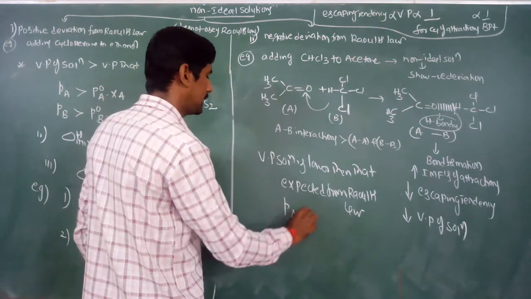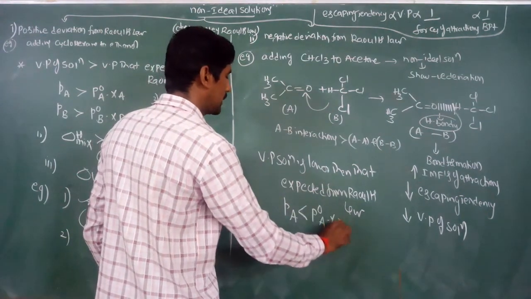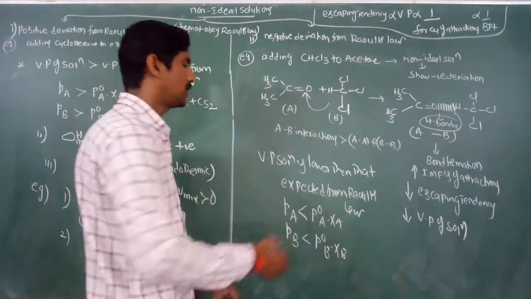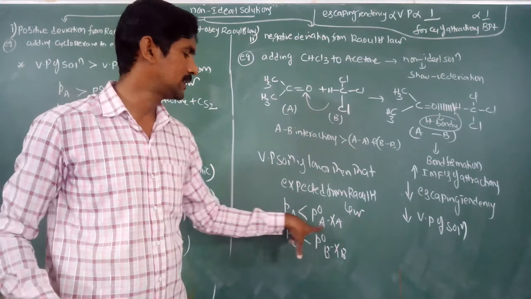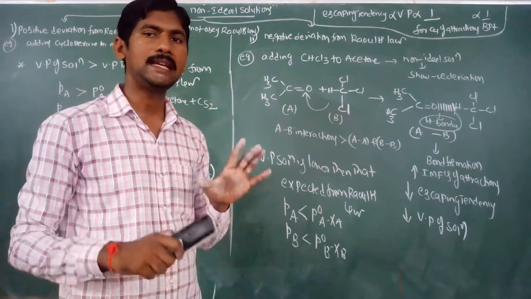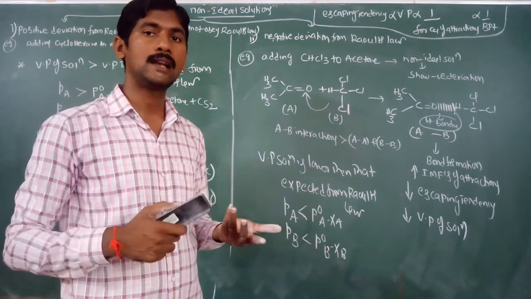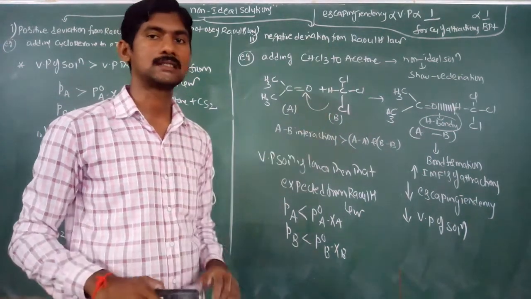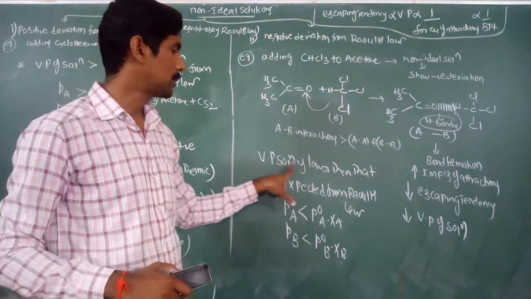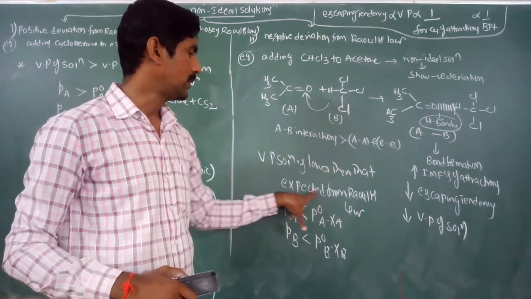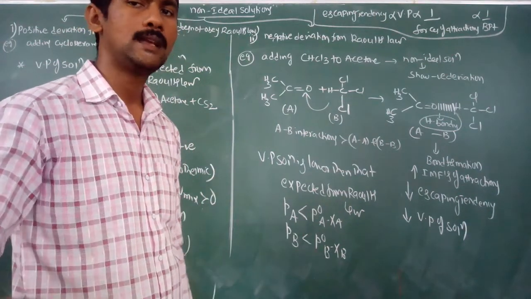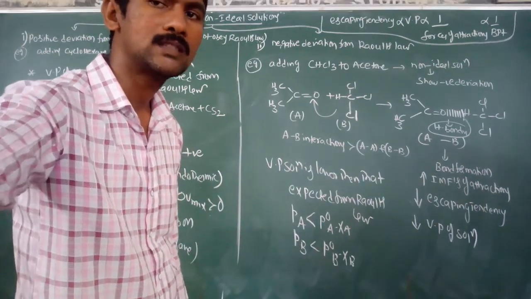That is, PA is less than P0A into XA, PB is less than P0B into XB. So the vapor pressure of solution is lower than the vapor pressure expected from Raoult's law. So the A-B interactions are more than that of A-A and B-B interactions. The A-B interactions are greater than A-A and B-B interactions. It means that the vapor pressure of solution is lower than the vapor pressure expected from Raoult's law.